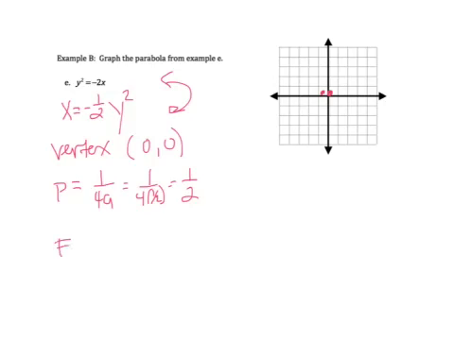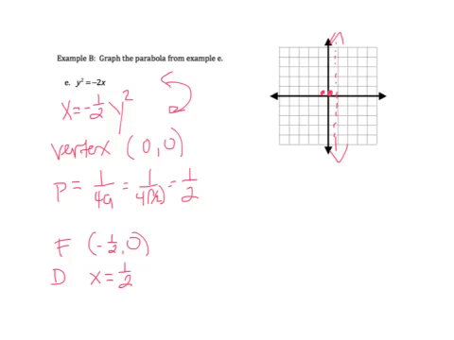And I'm sorry, my stylus is not terribly accurate. So my focus is going to be located at -1/2, 0. And then 1/2 to the right is going to be my directrix. So my directrix is going to be the line x equals +1/2.